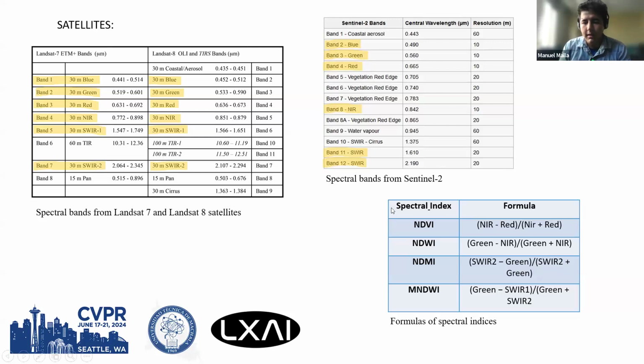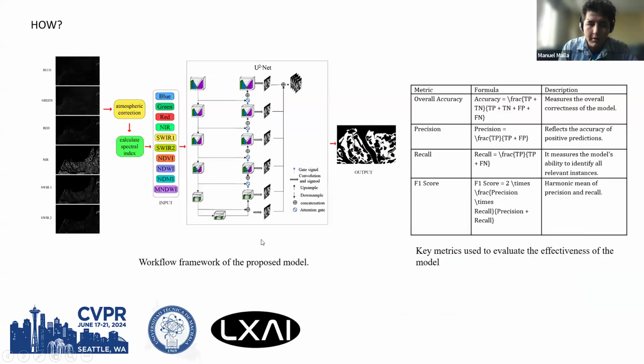Additionally, we have the spectral indices that are going to be calculated using the bands. As you can see, they are NDVI, NDWI, NDMI, and MNDWI. And yes, they are calculated using the previously mentioned bands. But how are we going to do this? So yeah, this here is the how.